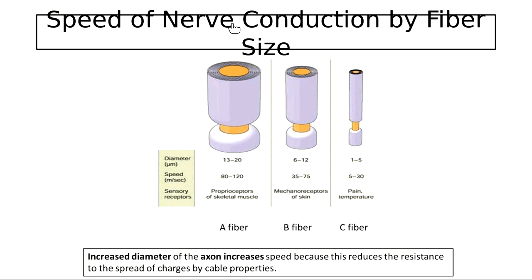The speed of nerve conduction by fiber size. Increased diameter of the axon increases speed because this reduces the resistance to the spread of charges by cable properties. Now, if you look at wires, large wires carry more current than small wires.